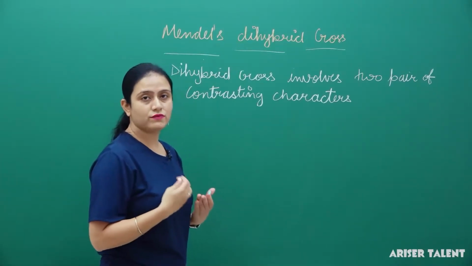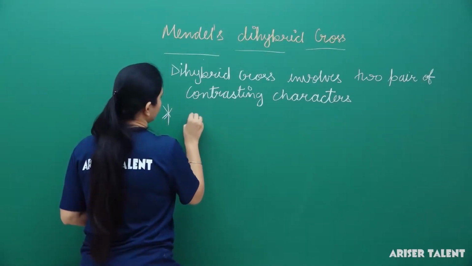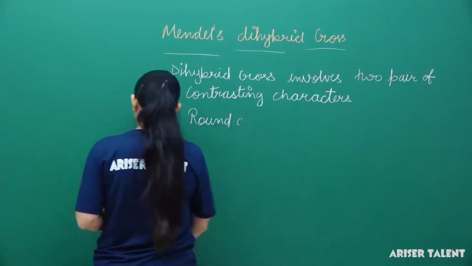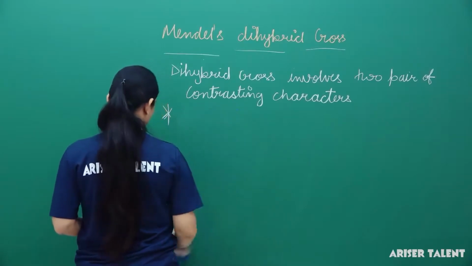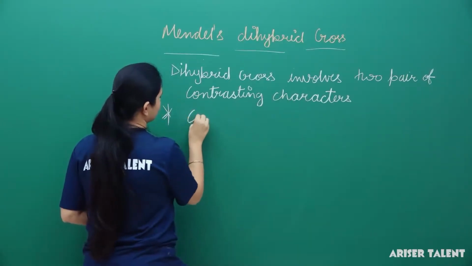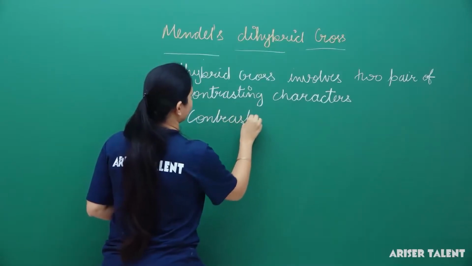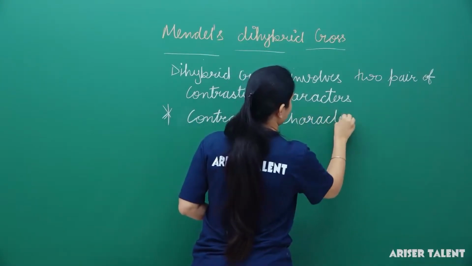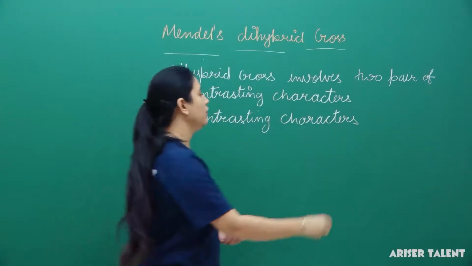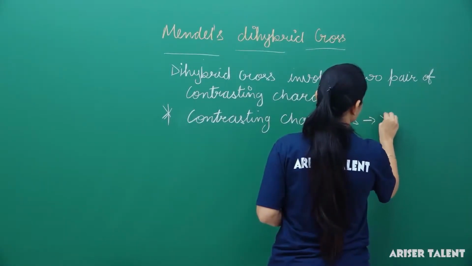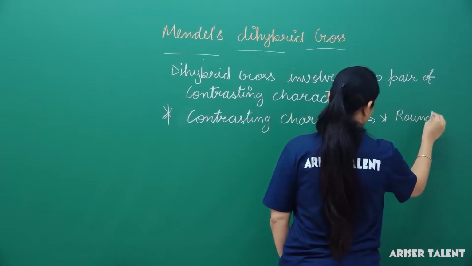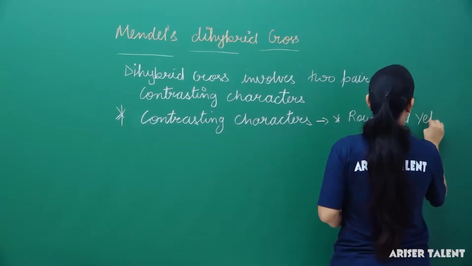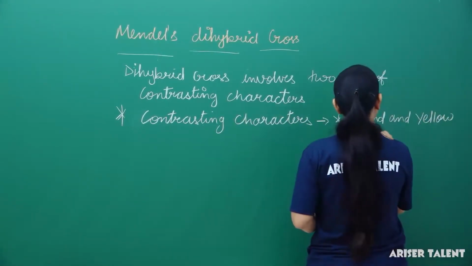So what were the features which he chose? He chose the shape, means round. So first of all the criteria were shape and color. So what are the contrasting characters here? The contrasting characters which Mendel chose for his experiment were round and yellow seeds. Round and yellow seeds.